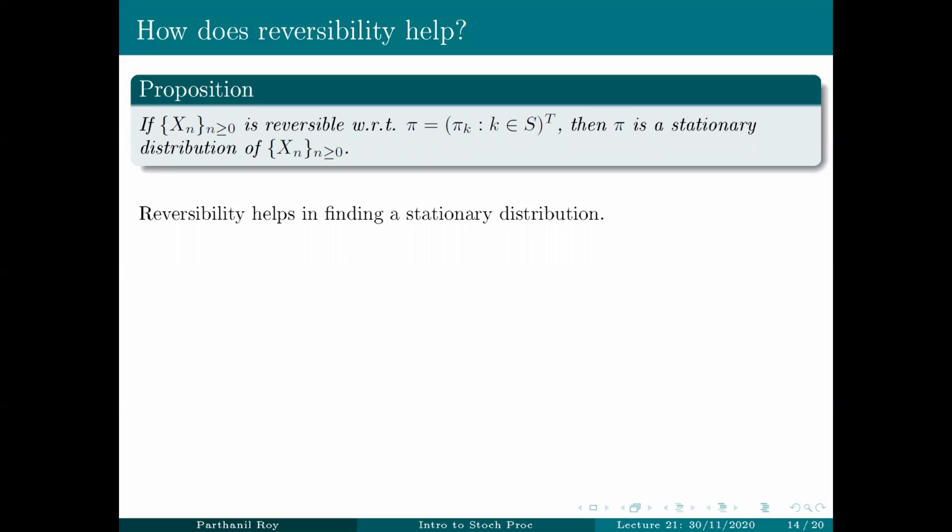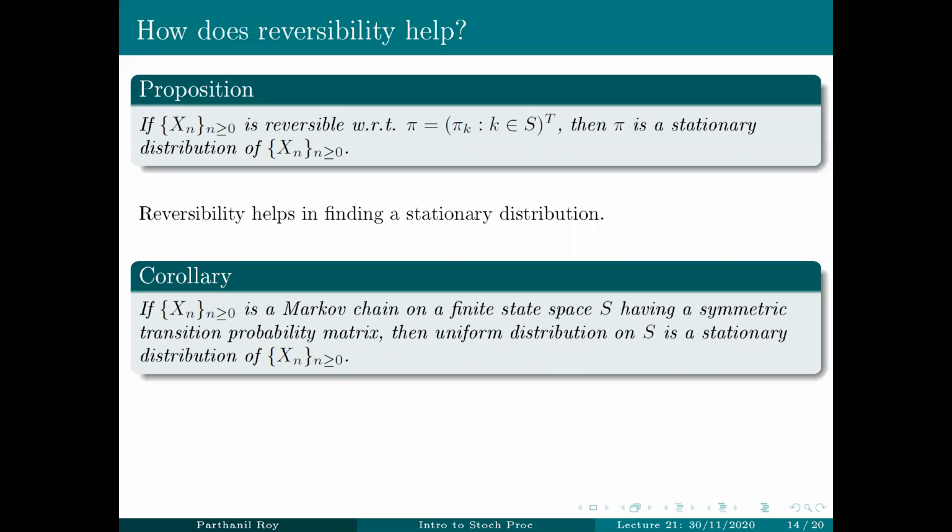So therefore, this is a huge help in finding a stationary distribution. If you can find a probability distribution pi such that the Markov chain becomes reversible with respect to that probability distribution, then you have actually found a stationary distribution. This is a huge help in the computation.